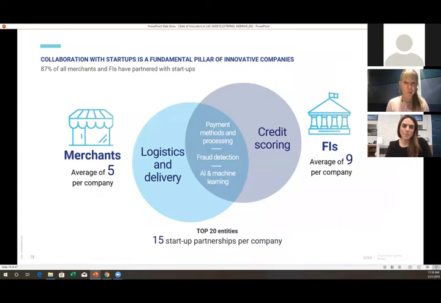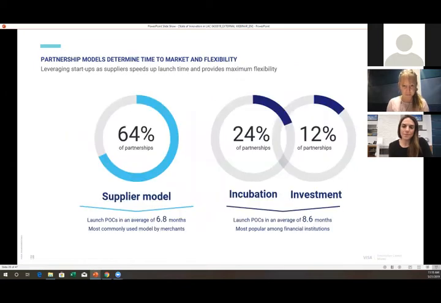But when we look at our most innovative companies, we see almost 3 times the number for merchants and almost double that of financial institutions, at 15 per company. Now, of course, partnership is a term that can mean many different things. So if we go on to the next slide, there are 3 main models for partnership that we observed.